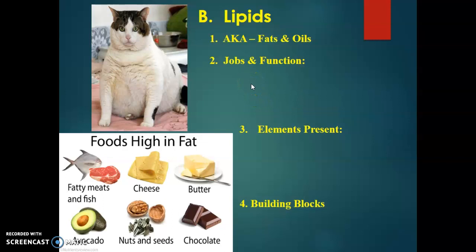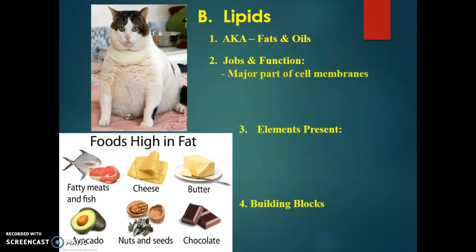So for jobs and functions, there's going to be quite a few of them. All right, for the first one, it is a major part of all cell membranes. So you should have learned this in our COLA. We'll learn about it next unit. But every cell's membrane is made up of fat. They are for long-term energy storage, as we discussed previously. Plants store their energy long-term in starch. We're going to use fat.